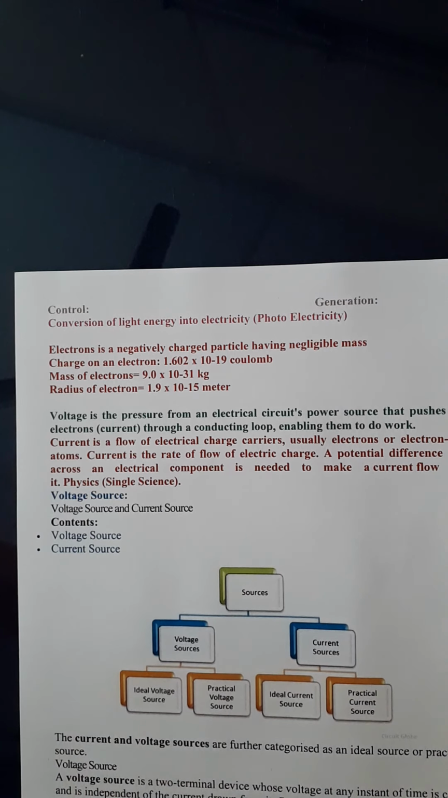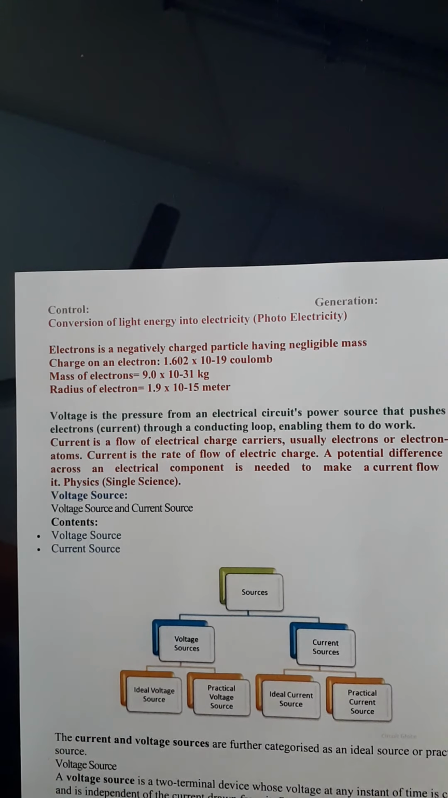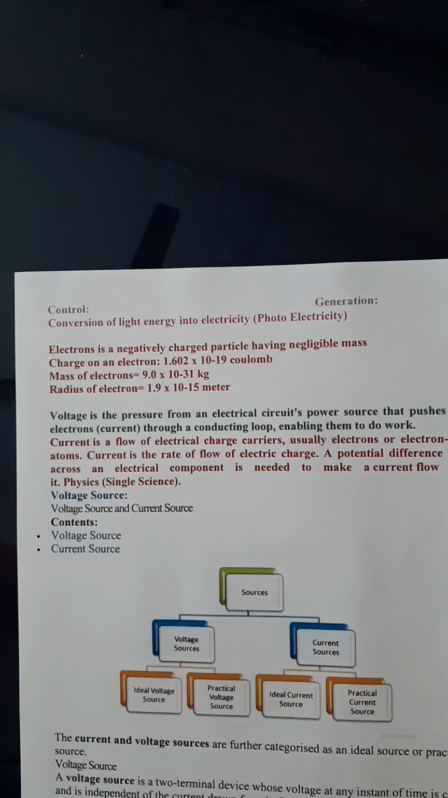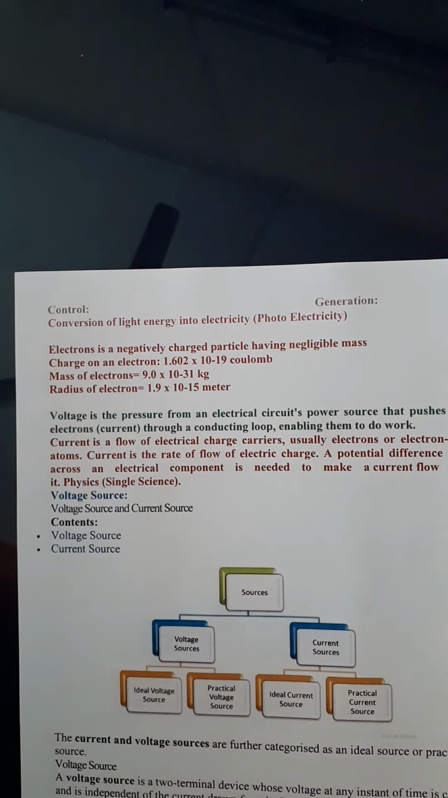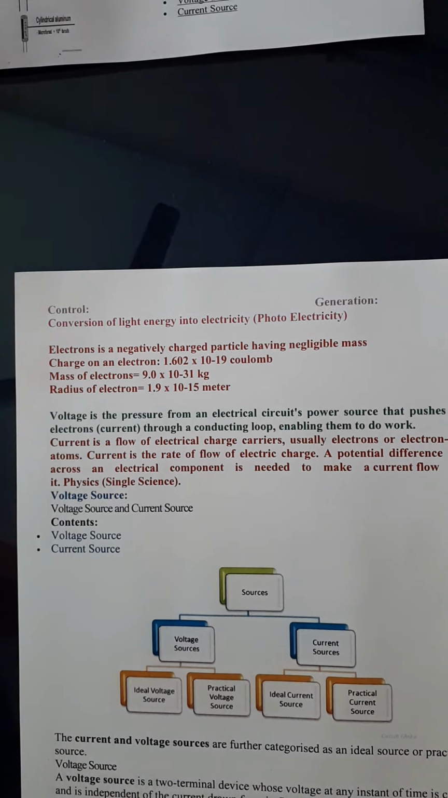So once you know about all these things, let us go for the voltage and the current sources. What are the voltage sources and current sources? Voltage is the pressure from an electrical circuit's power source that pushes charged electrons, that is nothing but a current, through a conducting loop, enabling them to do work.